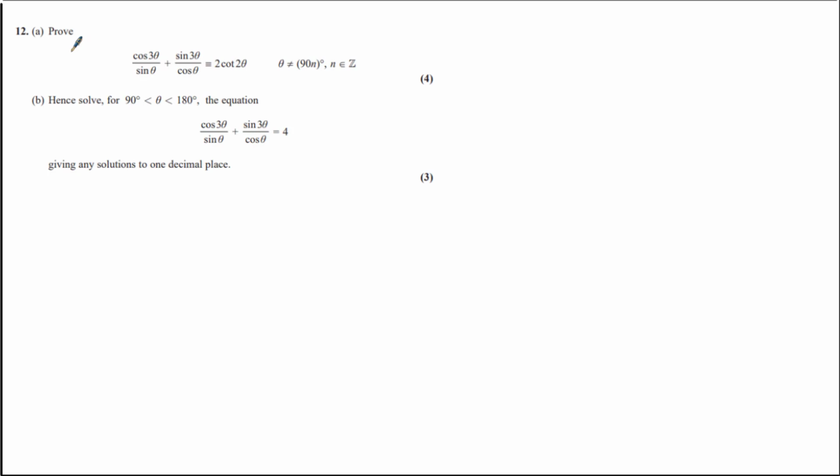Okay, question 12. This question asks us to prove that cosine of 3 theta over sine of theta plus sine of 3 theta over cosine of theta is equivalent to 2 cot 2 theta, for theta not being equal to 90n degrees, where n is an integer, and this is a 4-mark question.